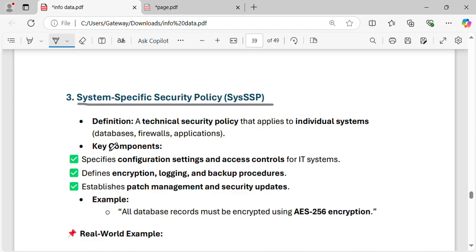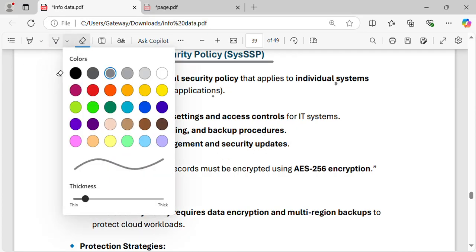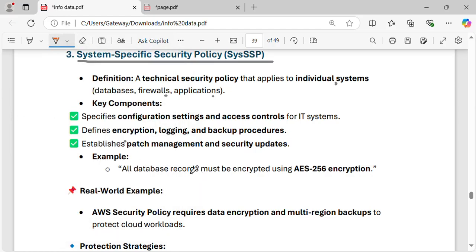System-specific security policy, SSP, is a technical security policy that applies to individual systems, databases, firewalls, and applications. It specifies configuration settings and access controls for IT systems. IT teams see all of that. It defines encryption, logging, and backup procedures, and establishes patch management and security updates. So in case of any problem, they all need to be configured with these technical details.